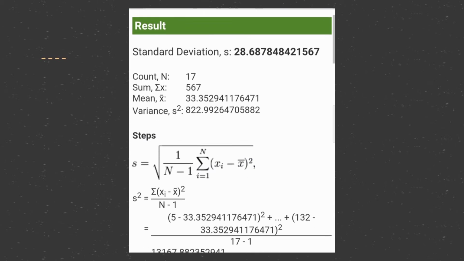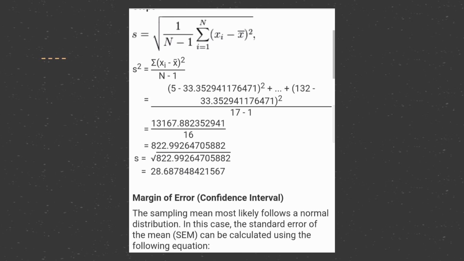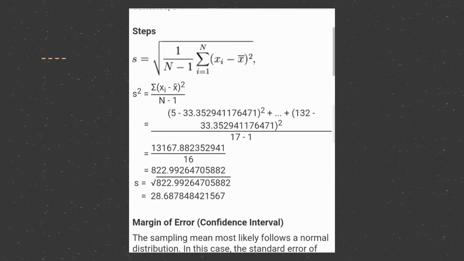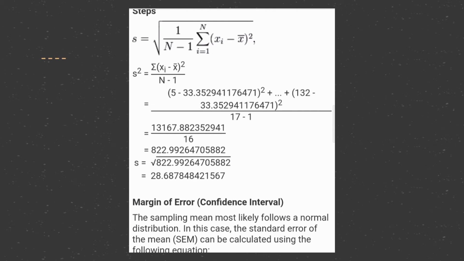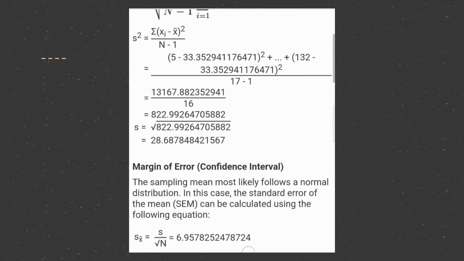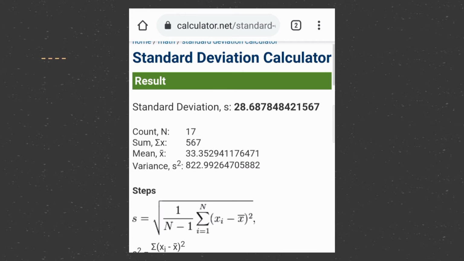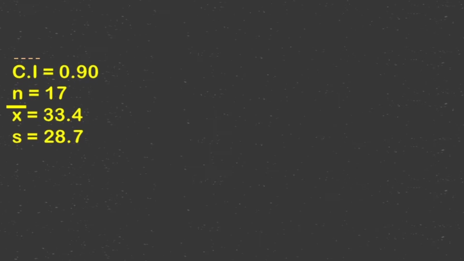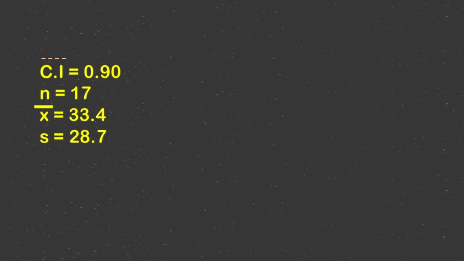Okay, at when we scroll it down, makikita natin yung process on how we solve it. So nandito rin yung information to solve it manually. Okay, even the margin of errors nandyan din. Now we have our mean, which is 33.4, and standard deviation, which is 28.7.